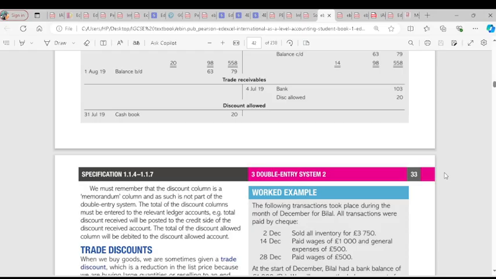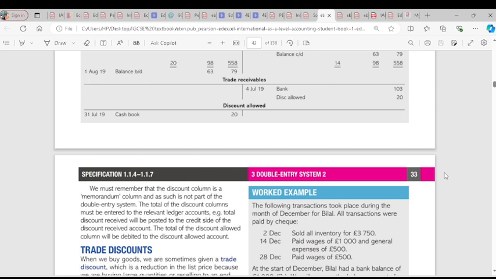Discount allowed means the business accepts an amount lower than the invoice value. That is discount allowed. The amount you are supposed to pay is on the invoice. But when you are paying less than what you have on the invoice, that is discount allowed.